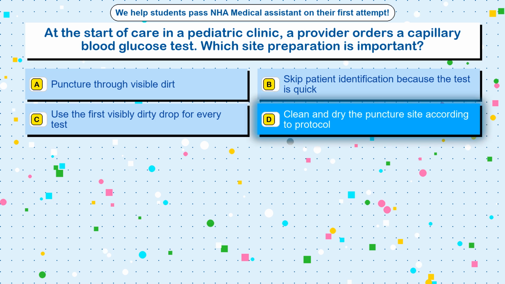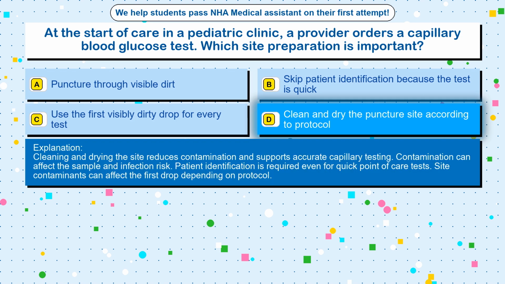The correct answer is option D. Clean and dry the puncture site according to protocol. Cleaning and drying the site reduces contamination and supports accurate capillary testing. Contamination can affect the sample and infection risk. Patient identification is required even for quick point-of-care tests. Site contaminants can affect the first drop depending on protocol.